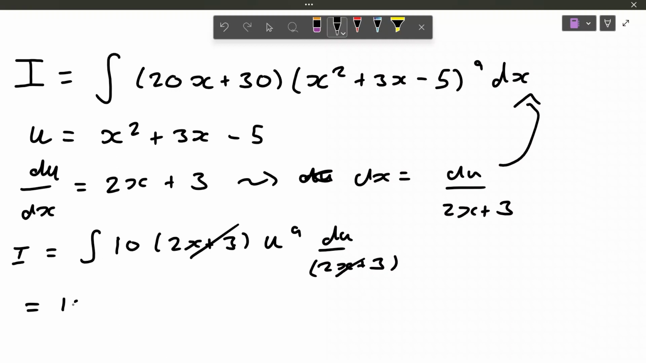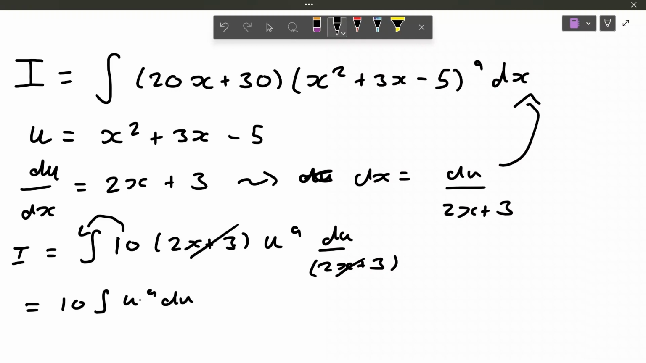So now we have 10. We can bring that outside. The way integration works, you can bring a constant out. So anything that's not explicitly dependent on u can come out. And then we have u to the 9 du.